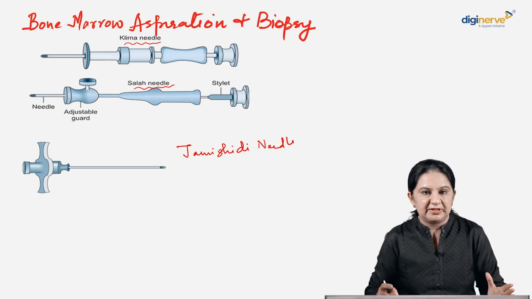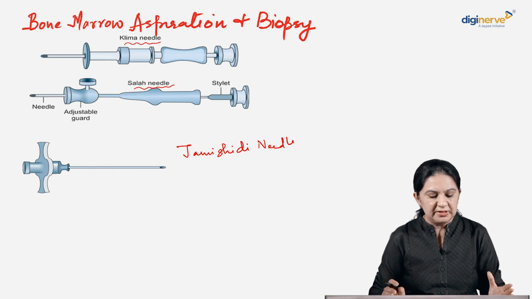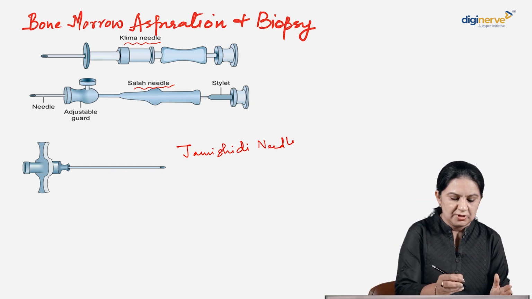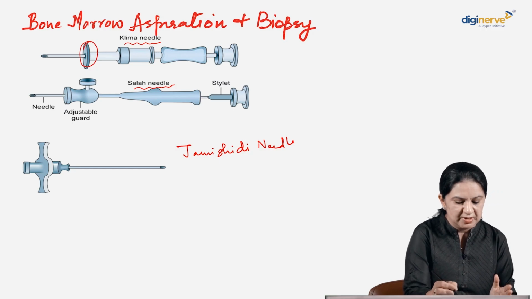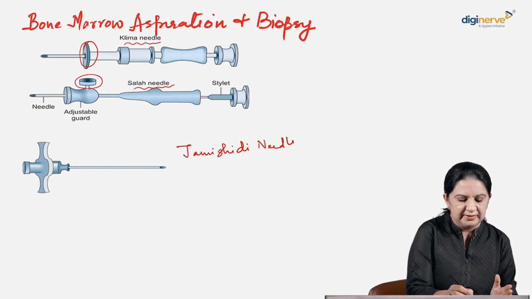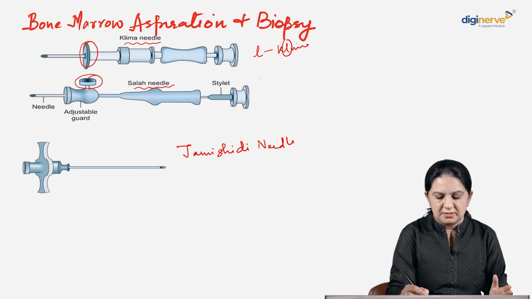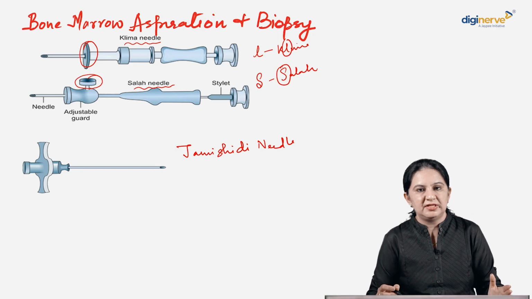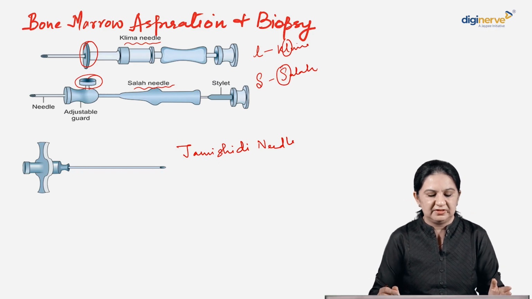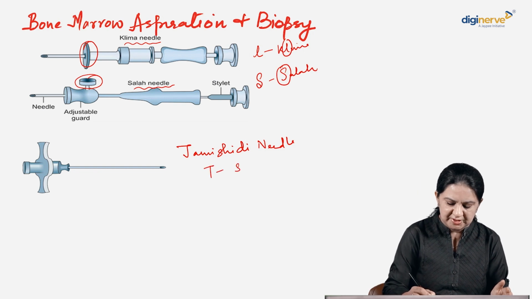So how will you identify whether this is Klima or Sala needle? Very important. You see the position of the screw. This is the screw. This is longitudinal in Klima and this is at the side in Sala needle. All right. So long in Klima and side in Sala needle. Based on the position of the screw, you can identify whether it is Klima needle or Sala needle. Jamshidi needle, simple, it is a T-shaped needle.